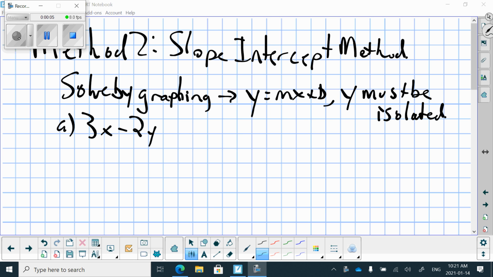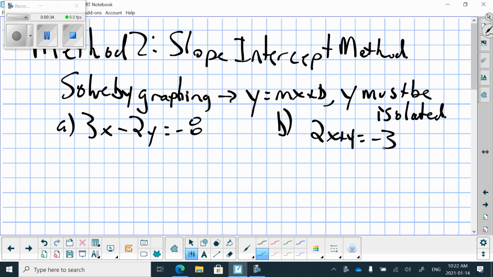Method 2, we're going to solve by graphing, where y has to equal mx plus b, so y must be isolated. Our first equation is 3x minus 2y equals negative 8, and the second equation is 2x plus y equals negative 3. For each of these equations, we need to get the y by itself.